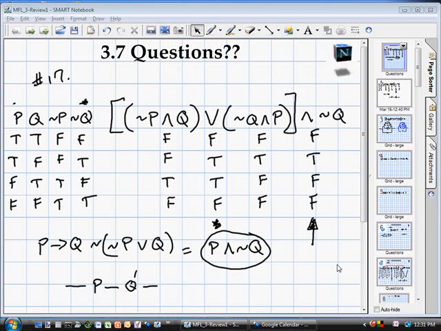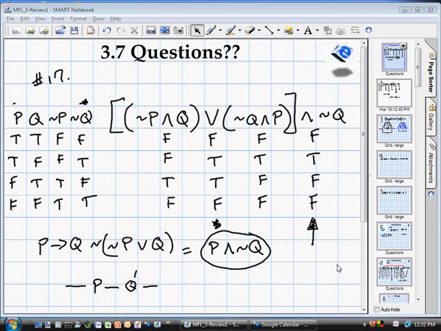Okay, so to begin that process, 3.7 questions. Let's see, 3.7 was the electronic circuits, wasn't it? Yeah. You either had to take a logic statement and draw a circuit, or take a circuit and draw some logic.